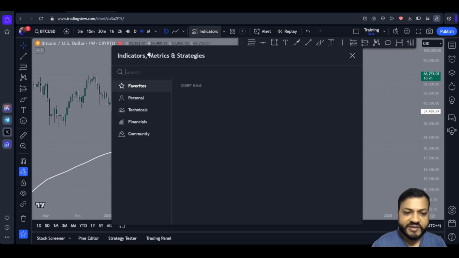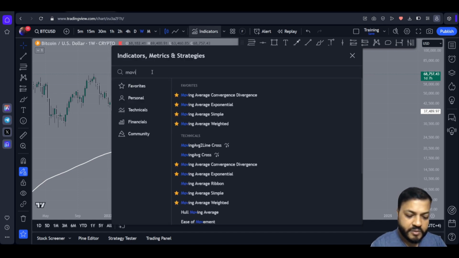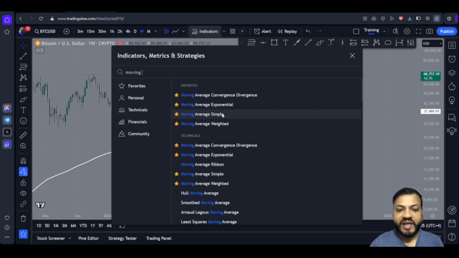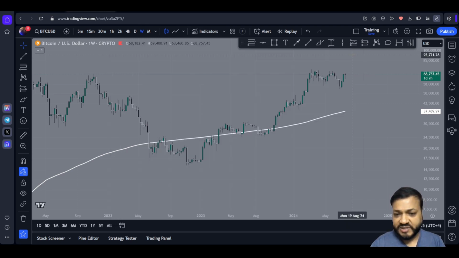If you go to the indicator and you type in moving, you'll get the average. So this is the moving average, the simple one. There is exponential, the weighted one, the convergence. So we're going to use this one, the simple moving average. This is very powerful. And let me show you the settings.